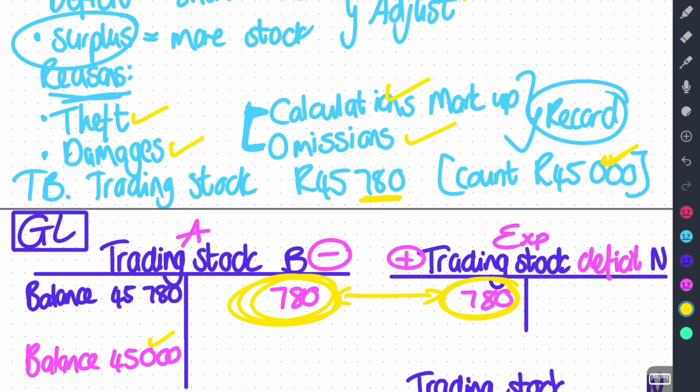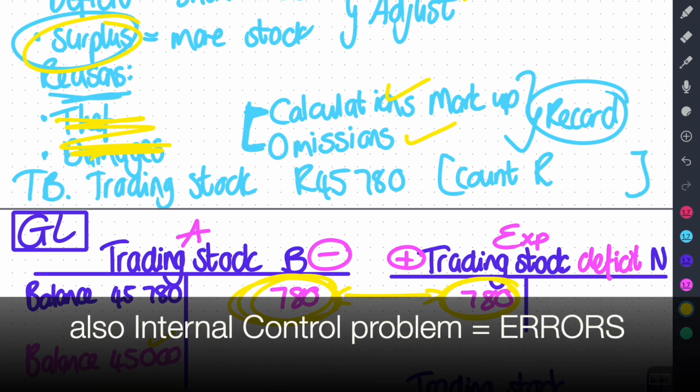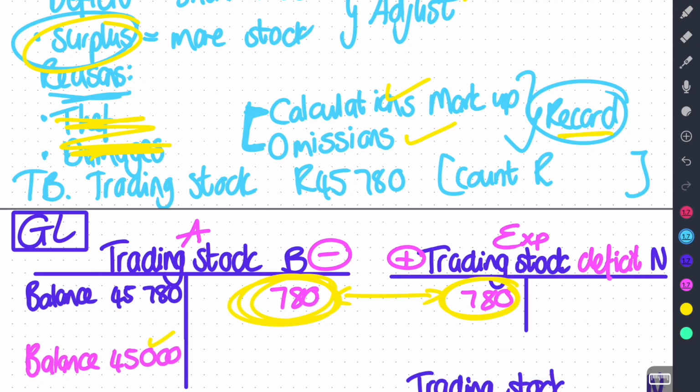Now let's go back and let's say I have a surplus. So I'm going to make some changes to the actual information. First of all, you must take note that theft and damage is not relevant for a surplus. A surplus will specifically have to do with your recording that was done wrong, and that's why you have a surplus. In this example, let's say now you counted 46,000. Whoa, that is more than what you've got in your books, okay?